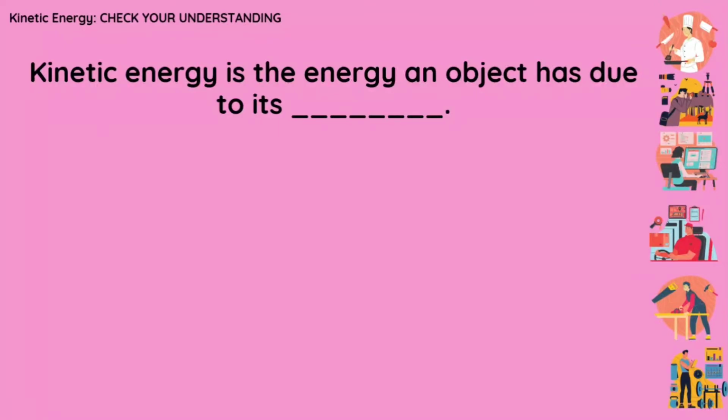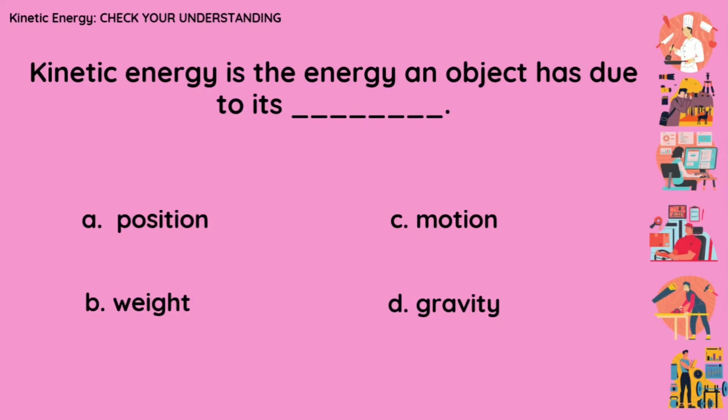Question number 1. Kinetic energy is the energy an object has due to its A. Position, B. Weight, C. Motion, D. Gravity. 5, 4, 3, 2, 1. If your answer is motion, then you get it correct.